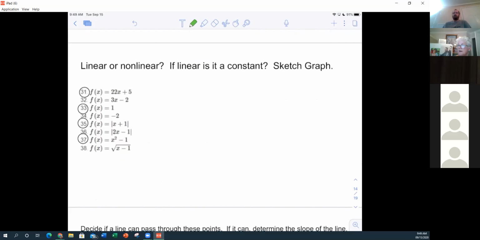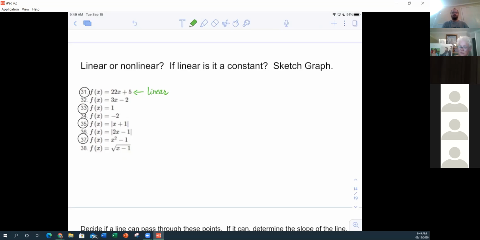So coming down to this problem right here. First of all, let's identify linear or nonlinear, and then we will sketch the graph. So what's this one? It's a linear function, but it's not constant. The only time it's constant is if it's like y equals or x equals. It's only going to be a constant function if there is no x in the problem.